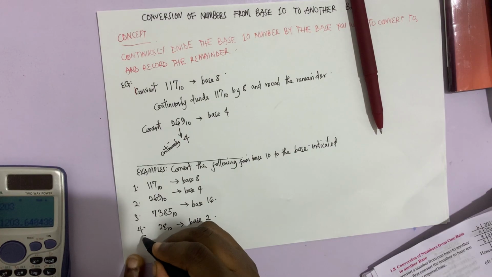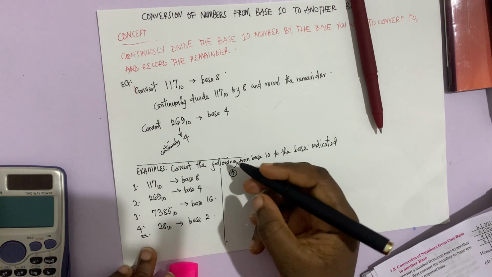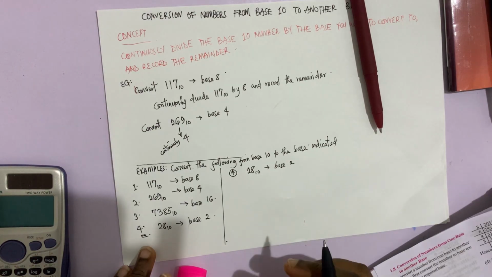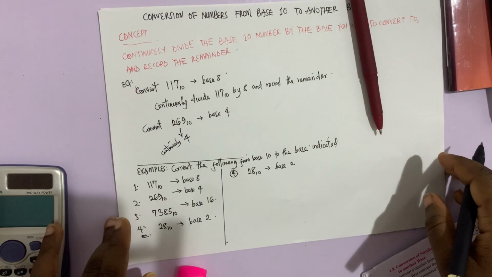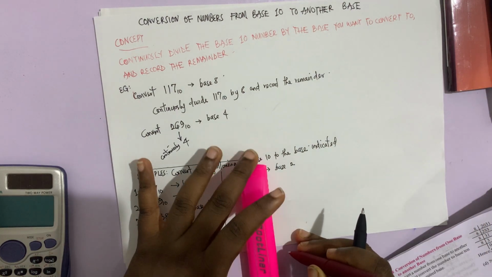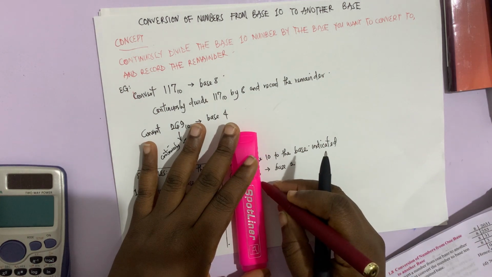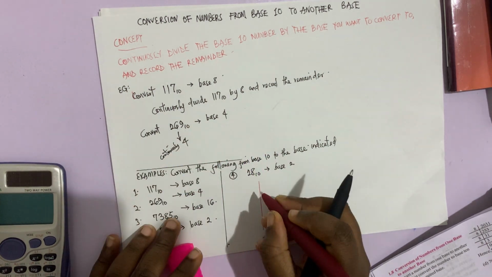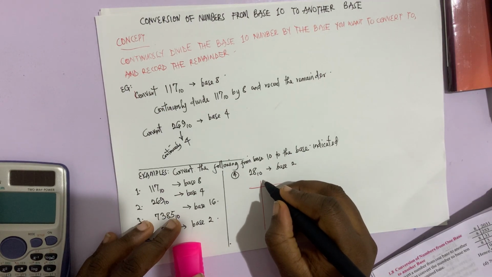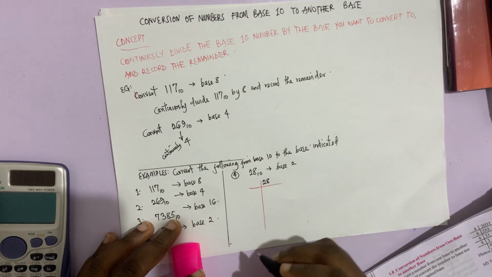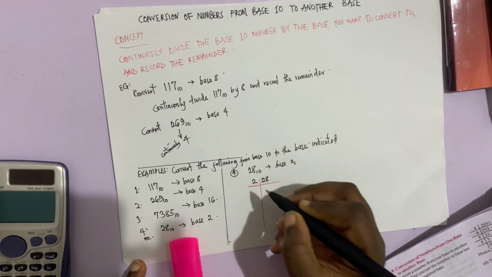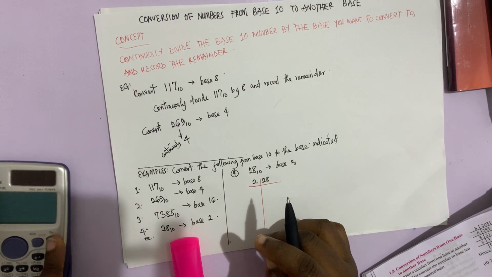So I'll start with question 4. Question 4 says convert 28 base 10 to a number in base 2. What do we do? We continuously divide the base 10 number by the base we are converting to, right? So to make this easier, we have to draw a table, something like this. Then the base 10 number, you write it at the right hand side here. Then pick the base you want to convert it to, which is in this case base 2, at the left hand side. Then you continuously divide.